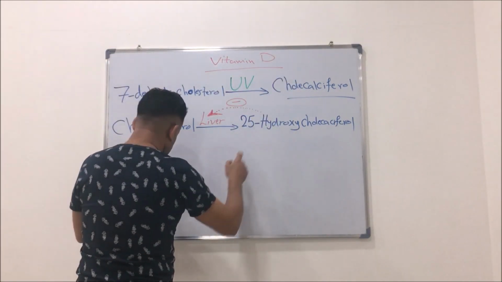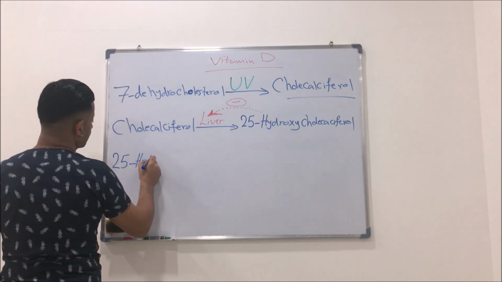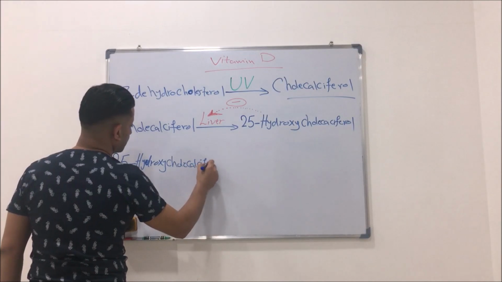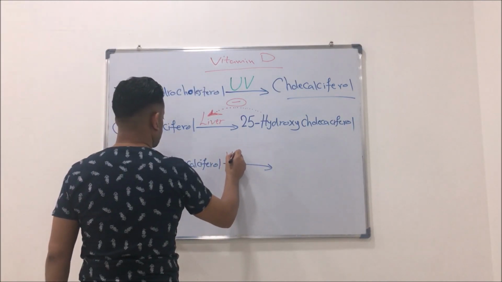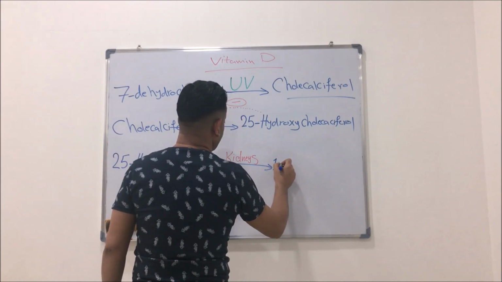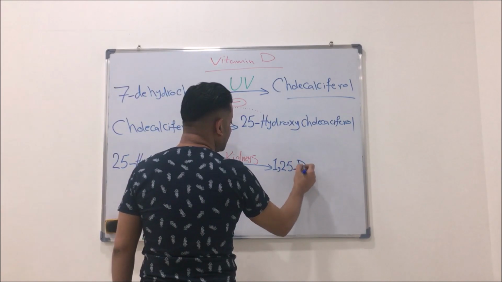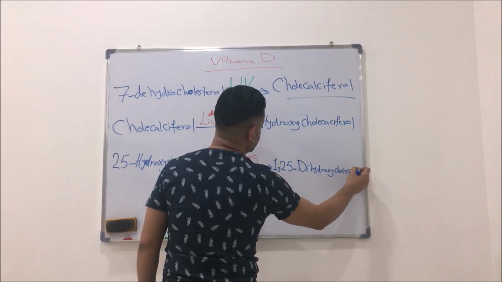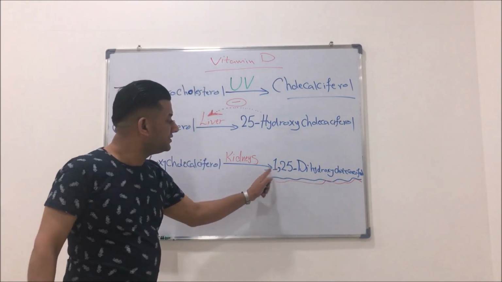So this form also needs to be activated to yield what? The finally active form of vitamin D, which is 1,25-dihydroxycholecalciferol. Note that this is the finally active form of vitamin D.